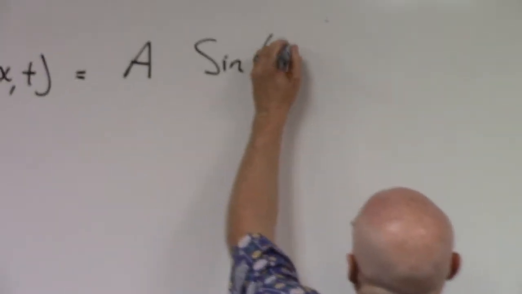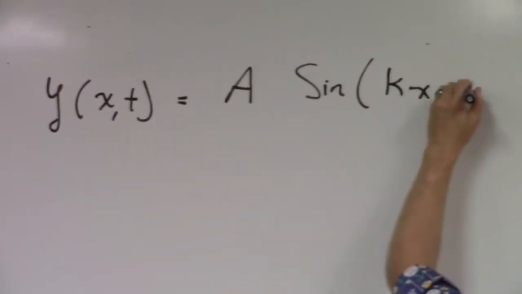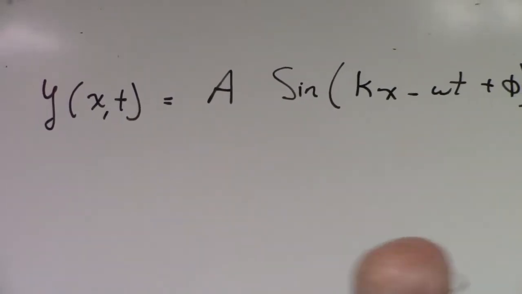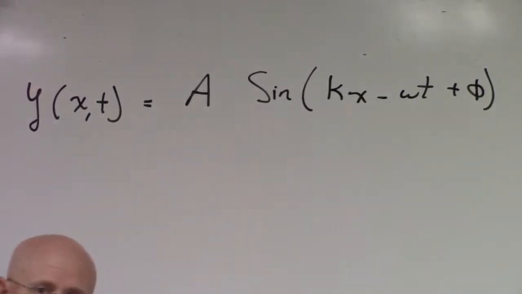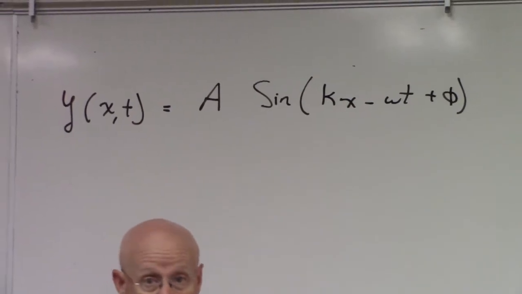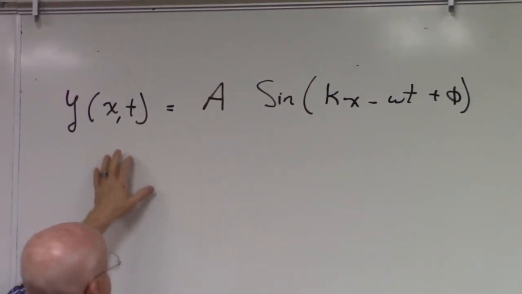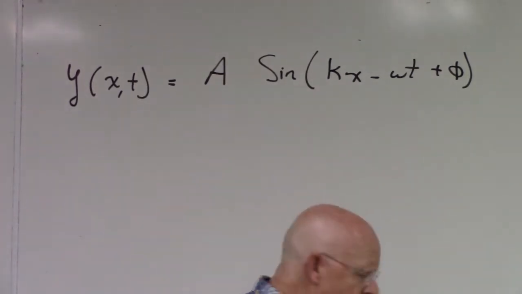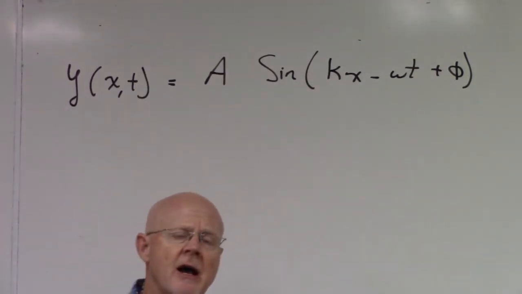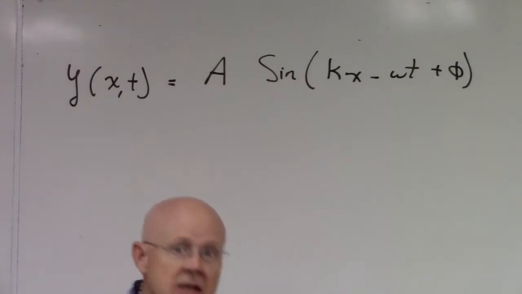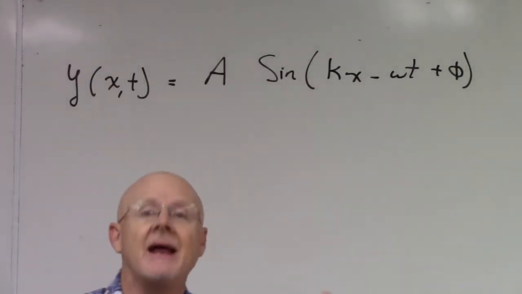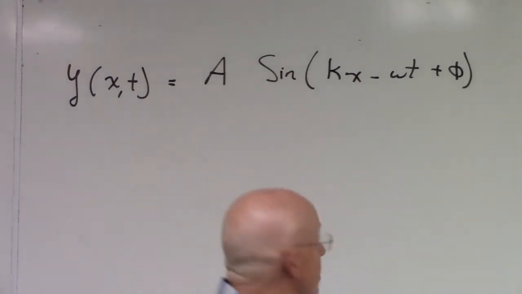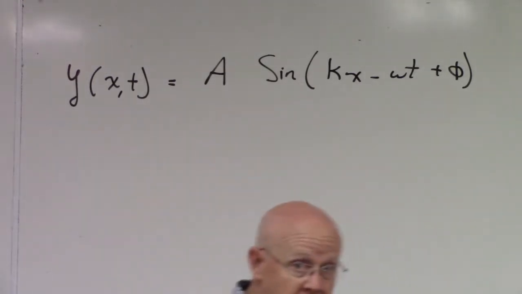It would be kx minus omega t, and then we can add a phase to indicate that the wave may or may not have started at 0, because you know that a sine function starts at 0 when time is 0. So if you define time equals 0 and x equals 0 and the wave is at 0 and on its way up, that would be a perfect sine function, and then your phase would be 0.